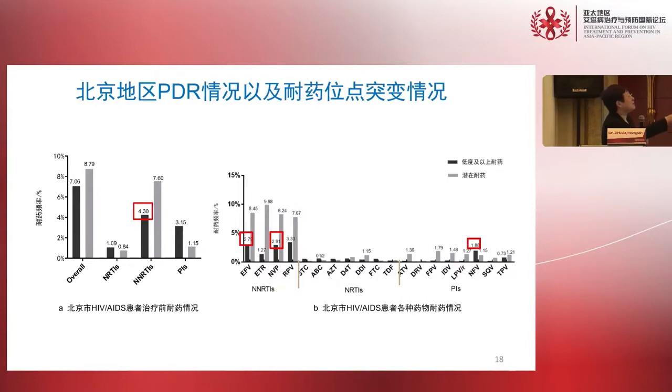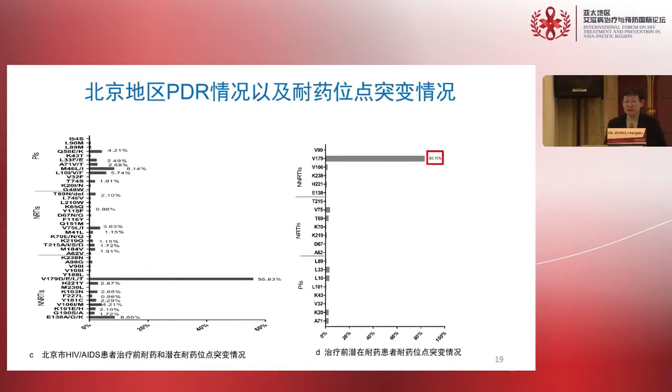And also you can see the resistance to efavirenz and NVP and rilpivirine. You can see it's around 3%. And also for NFV, nafivir, it's about 1.8%, almost 2%. So this is the resistance to the different drugs.